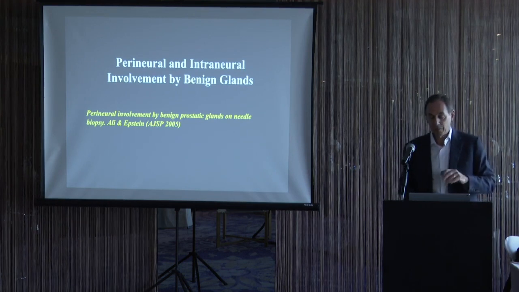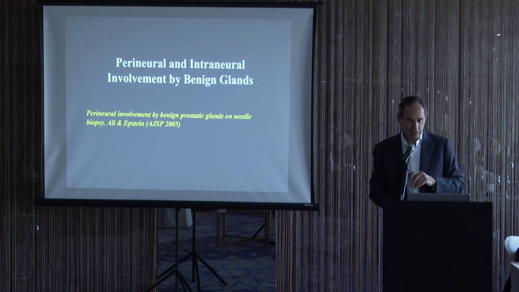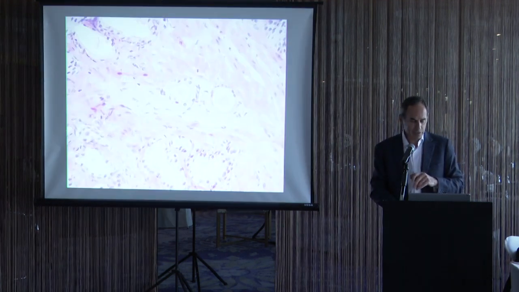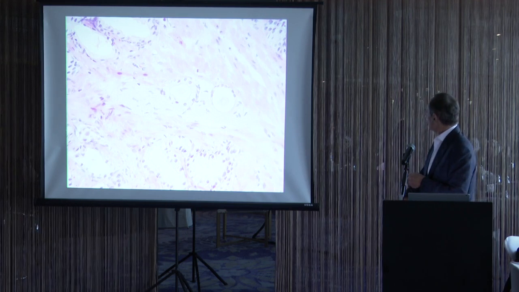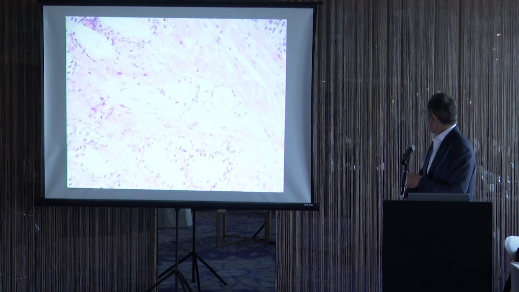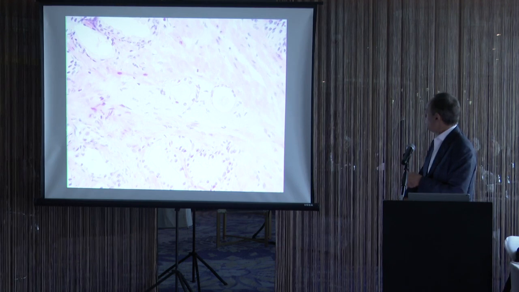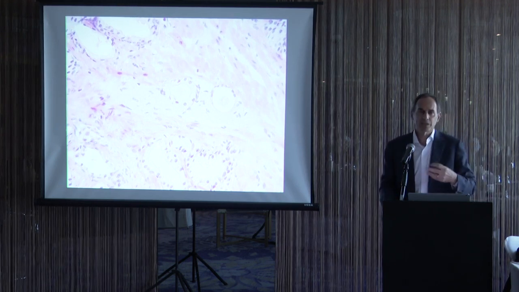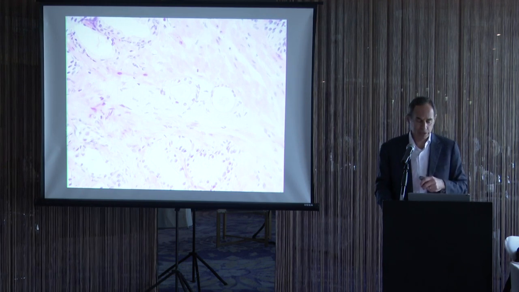So as I mentioned, the pitfall is sometimes you can have perineural and intraneural involvement by benign prostate glands. So these are benign glands of the prostate. We'll talk about partial atrophy, but this is a gland of partial atrophy. But if you compare this gland to all the glands around it, same benign nuclei, same light cytoplasm, but you can see they're pushing in a nerve. And benign glands can do that. It's totally consistent with a benign process.